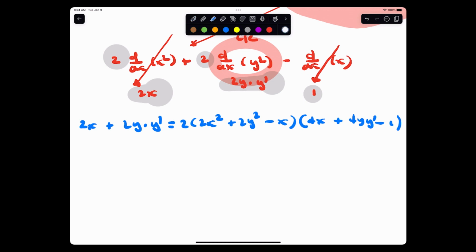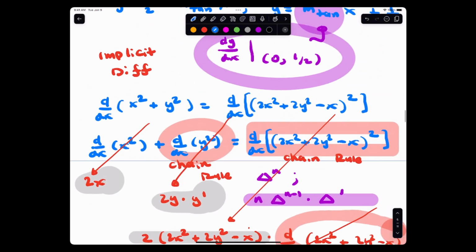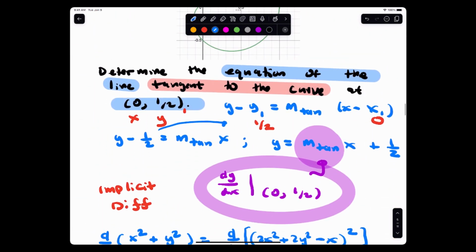Now, yes, ladies and gentlemen, there is a way to use algebra to solve for y prime. So generally speaking, I'm going to put a note here. Generally speaking, note, yes, for implicit, you want to solve for y prime. However, what's nice about this question? Do you guys know what's nice? You know what you can do?